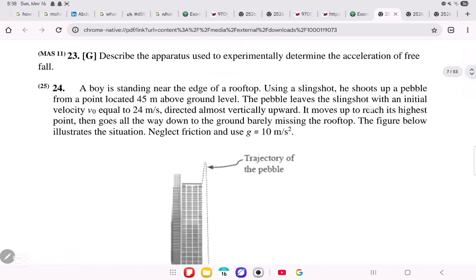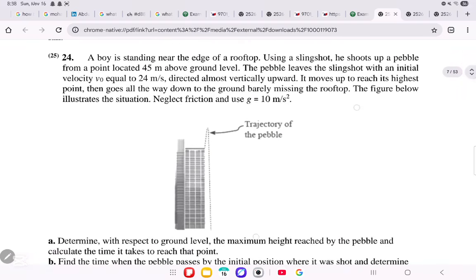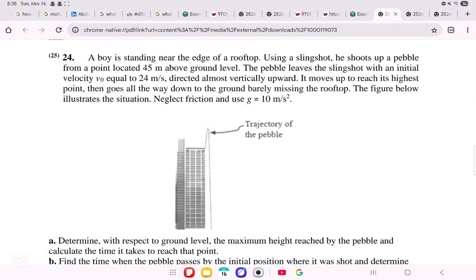A boy is standing near the edge of a rooftop. Using a slingshot, he shoots a pebble from a point located 45 meters above the ground level. The pebble leaves the slingshot with an initial velocity v0 of 24 meters per second, directed almost vertically upward. It moves up to reach its highest point and goes all the way down to the ground, barely missing the rooftop. The figure below illustrates the situation: neglect friction, blah blah blah.